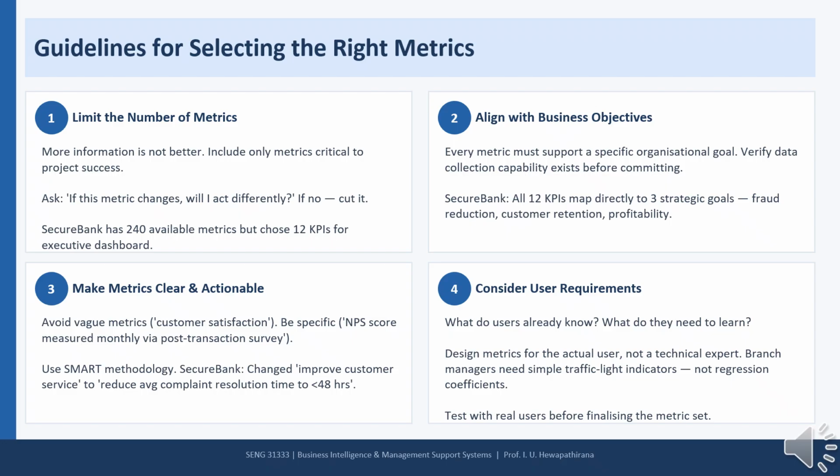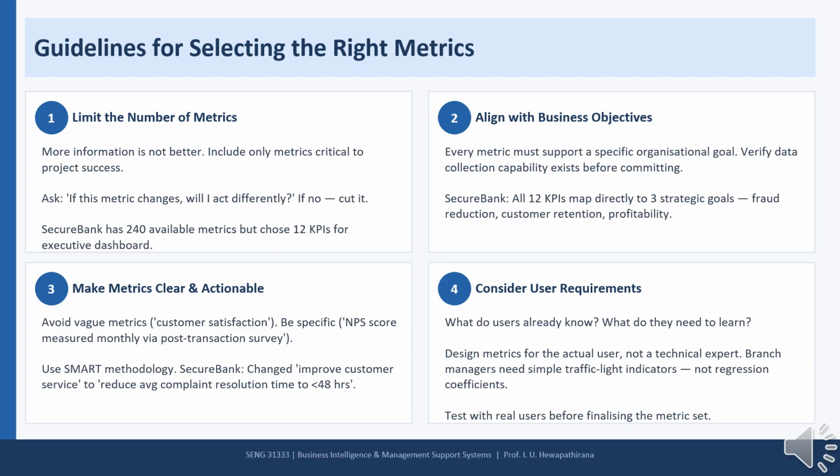The third guideline is make metrics clear and actionable. Vague metrics are useless. Customer satisfaction, as a metric, tells you nothing about what to do. Net Promoter Score, measured monthly via post-transaction survey, is specific enough to act on. Apply SMART criteria at this stage. Secure Bank replaced the phrase, improve customer service, in their objectives with the precise metric: reduce average complaint resolution time to under 48 hours.